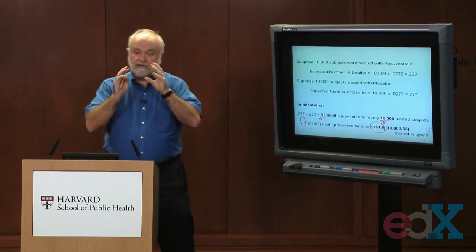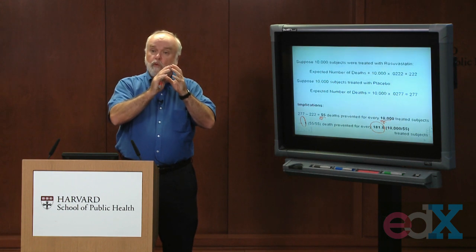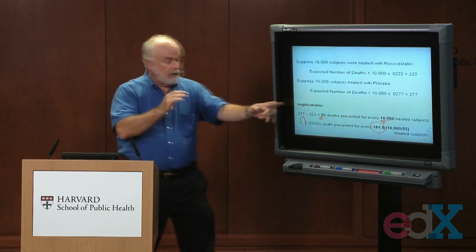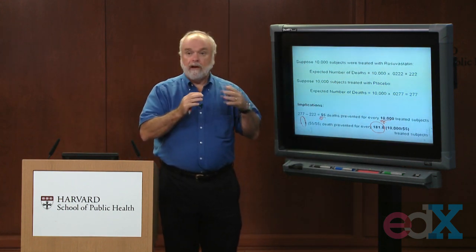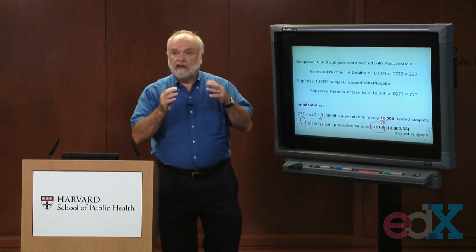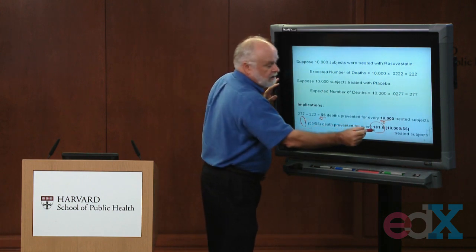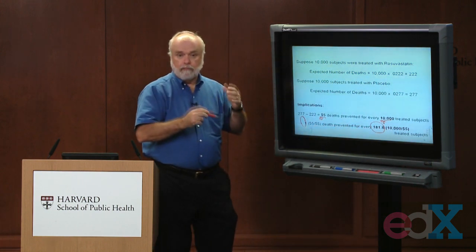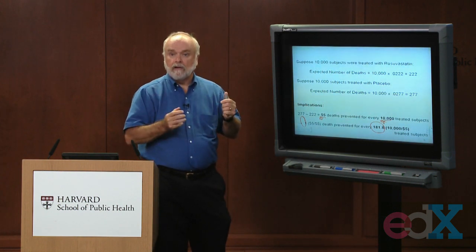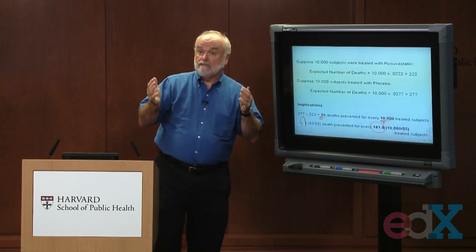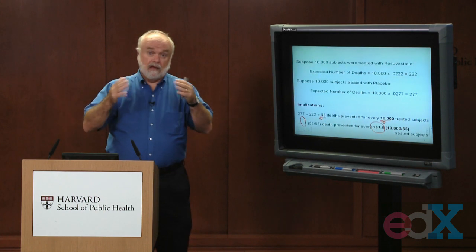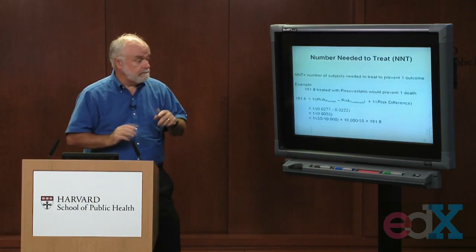That notion of saving one life, preventing one case of the outcome by treating 181.8 people, gives the foundation for what we call the number needed to treat. We would need to treat 181.8 people to prevent one case of the outcome occurring. So the concept of number needed to treat is how many people are treated with the drug to prevent one case of disease. And in this case, the answer is 181.